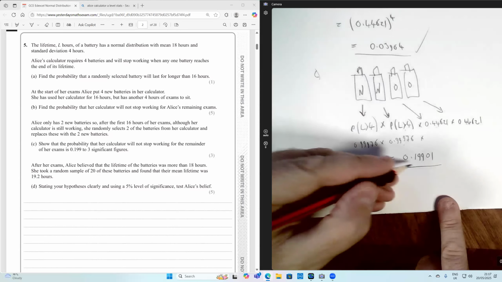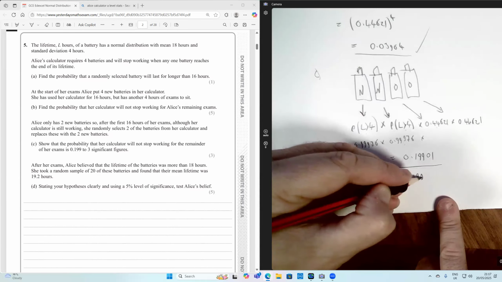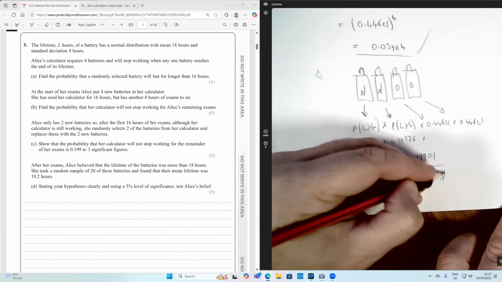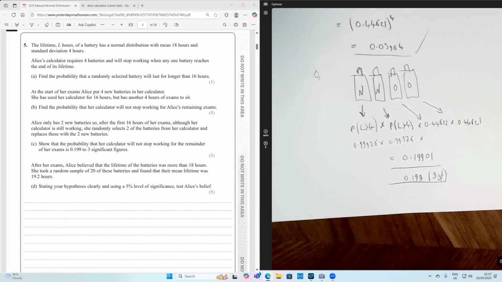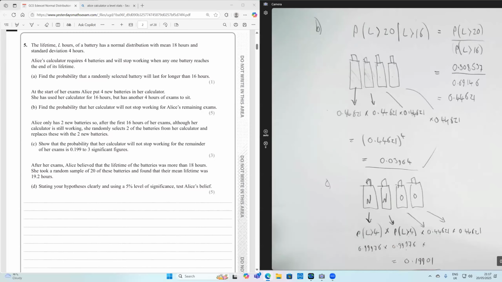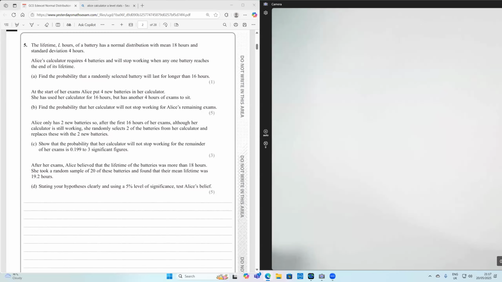Okay, so which is actually 0.19923 significant figures. Okay, that's perfect. Right, we're getting there through this question now. Let's have a look at the final part.